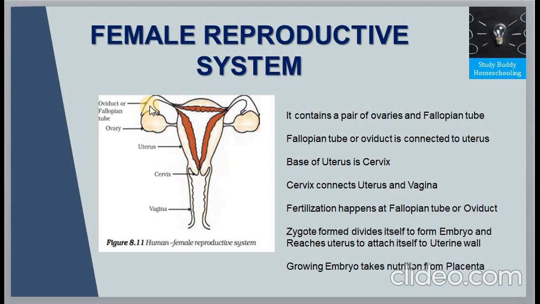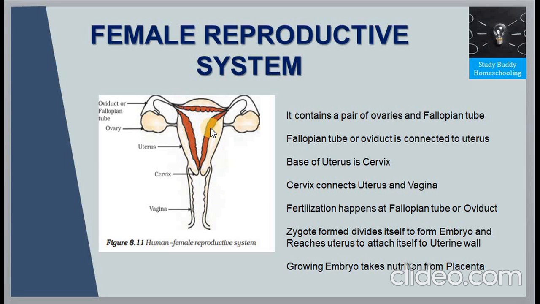The ovary releases an ovum, every month one egg, which waits at the fallopian tube. If by chance a sperm comes around that time, the fusion of sperm and ovum, that is fertilization, happens at the fallopian tube, and the zygote divides into an embryo. This embryo travels to the uterus and attaches itself to the uterine lining, and the placenta supplies all the nutrients to the growing embryo.